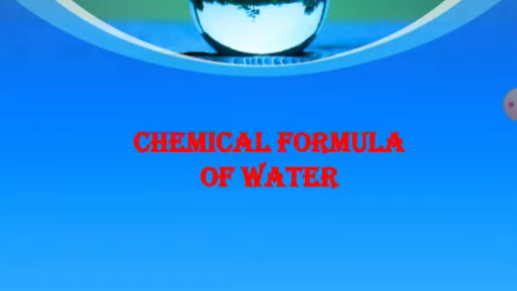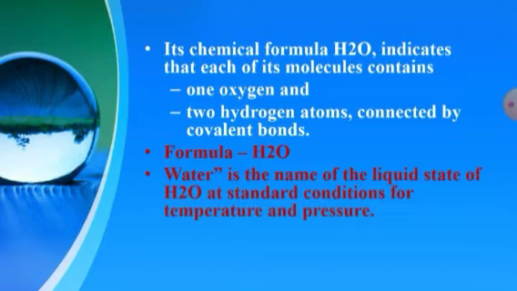Chemical formula of water. Its chemical formula H2O indicates that each of its molecules contains one oxygen and two hydrogen atoms connected by covalent bonds. The formula of water is H2O. Water is the name of the liquid state of H2O at standard conditions for temperature and pressure.